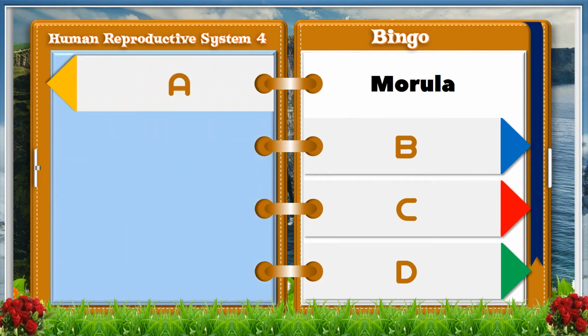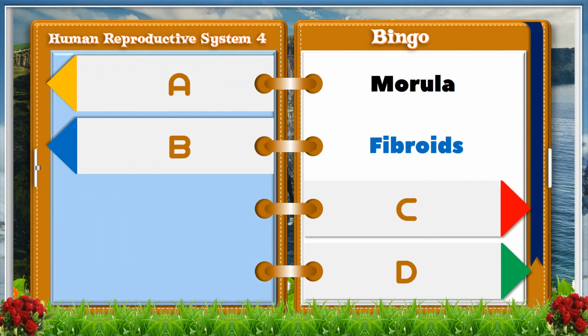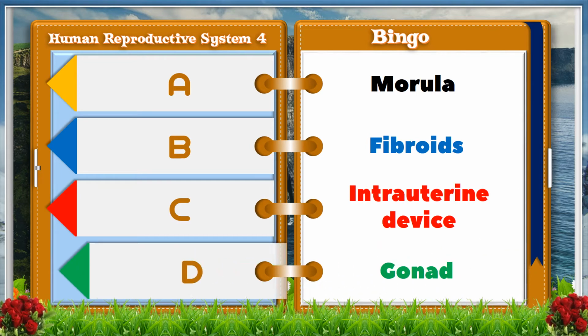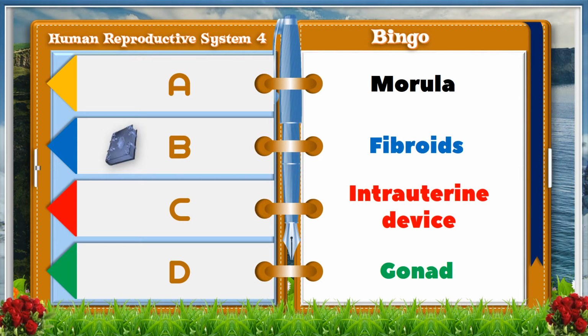A. Morula. B. Fibroids. C. Intrauterine device. D. Gonad. And the answer is B. Fibroids.